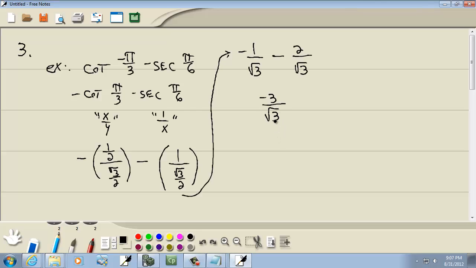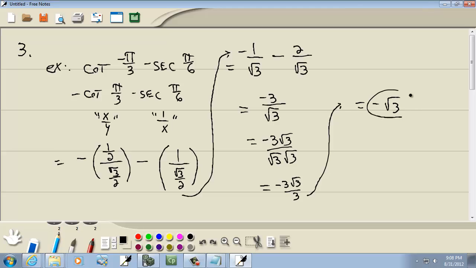Now we don't want the square root downstairs, so we'll multiply top and bottom by the square root of 3. So negative 3 times square root of 3 over square root of 3 times square root of 3. So that gives us negative 3 square root of 3 over 3. And then the 3's cancel, and we got negative square root of 3 as our answer.